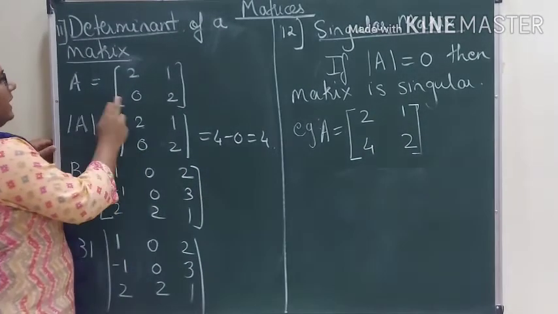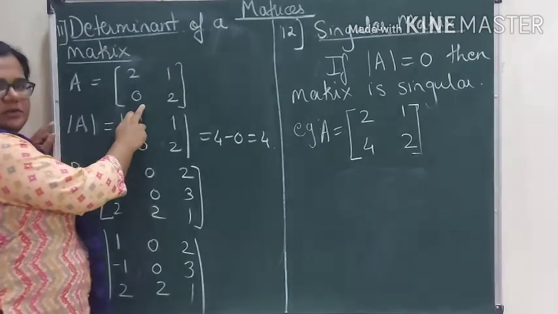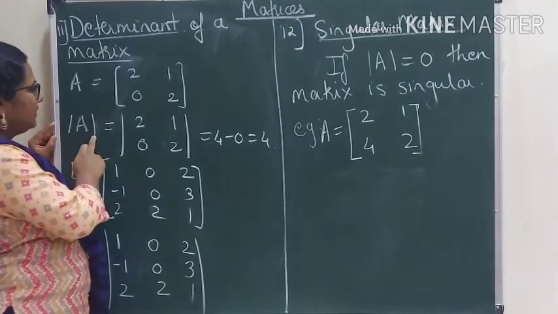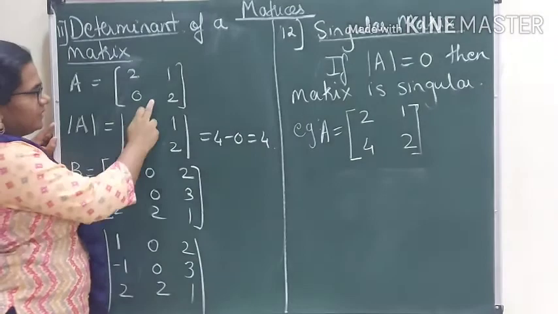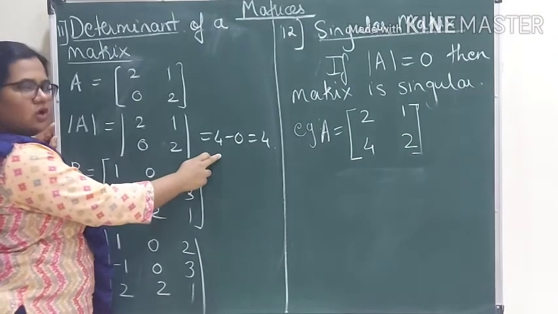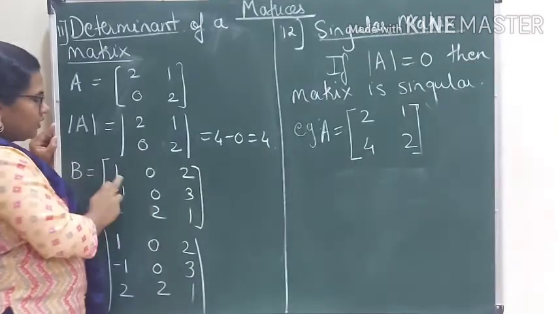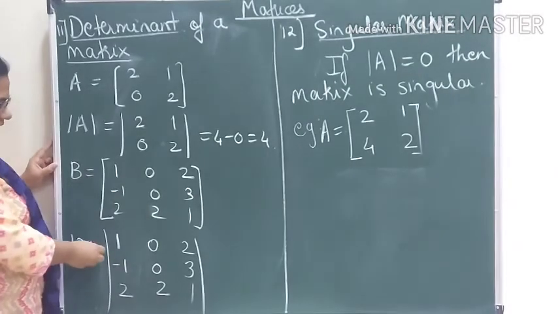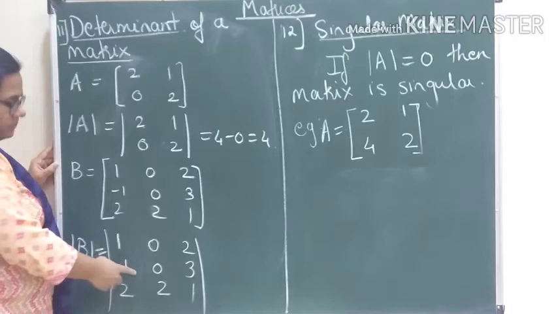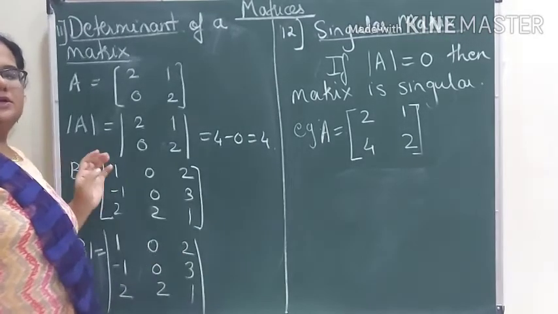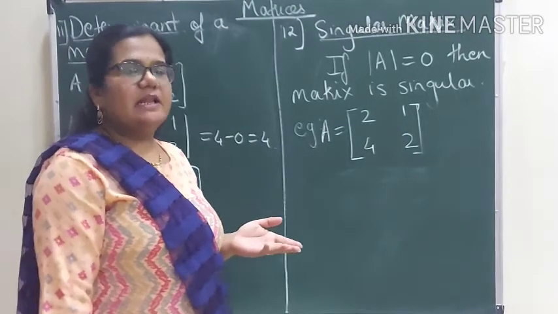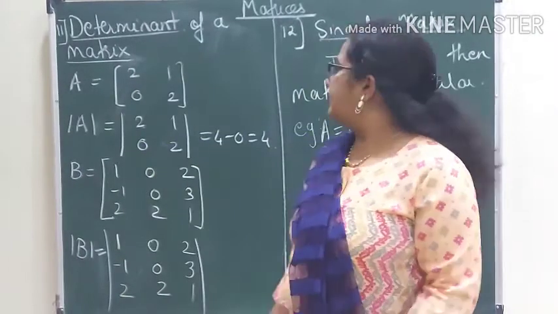So here this is a matrix A. How do we find the determinant of this matrix? We write the matrix in determinant format and we solve the determinant. How you solve the determinant, you know that. Similarly, if you have an order 3 matrix, you will write the matrix in determinant form and then you can solve this determinant and you will get the value of the determinant of the matrix.